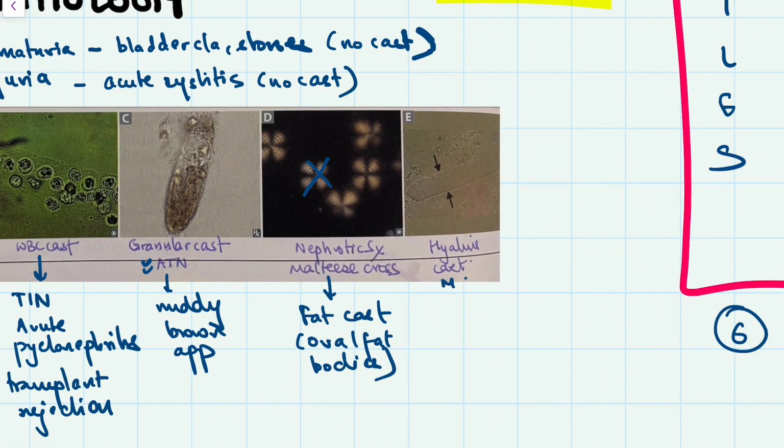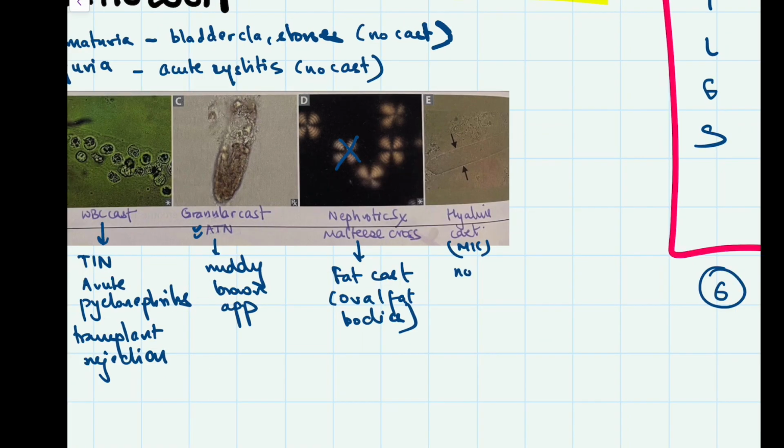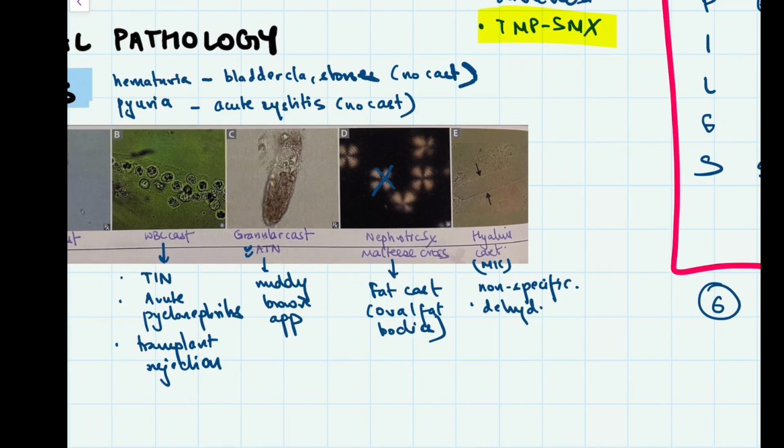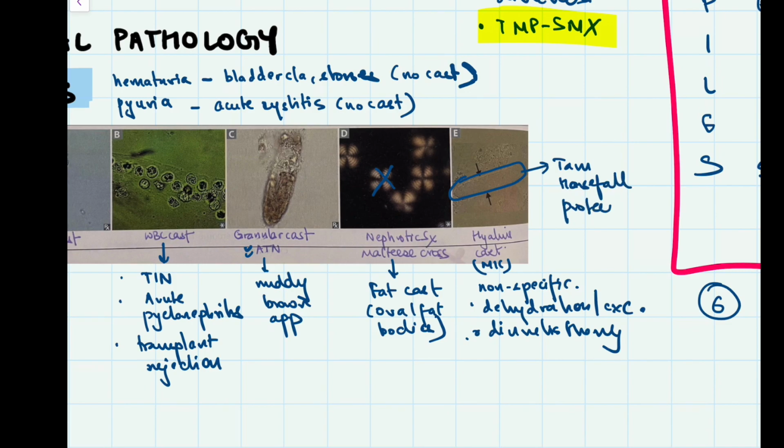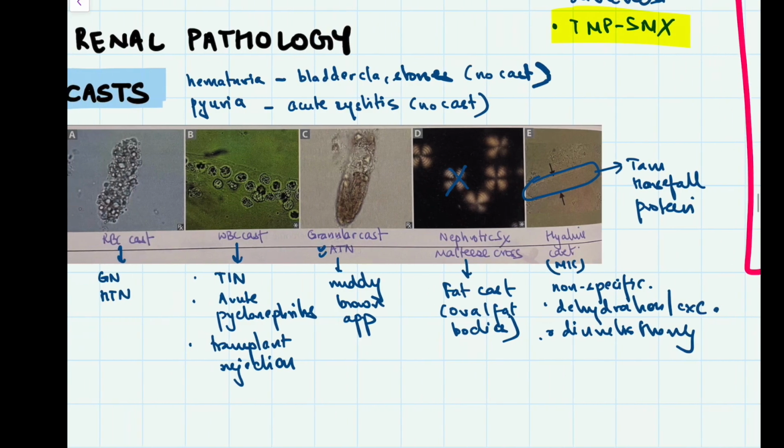Finally, the most common cast is the hyaline cast. It is a non-specific cast which is seen usually with dehydration, exercise, or diuretic therapy, right? So due to dehydration or loss of volume, there is solidification of the Tamm-Horsfall protein. Right, this is secreted by the renal tubular cells. Why? To prevent UTI. So that is basically a protective mechanism.